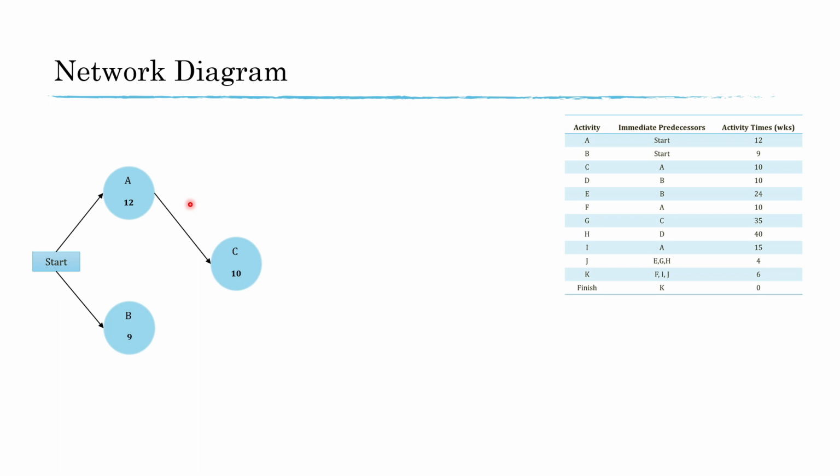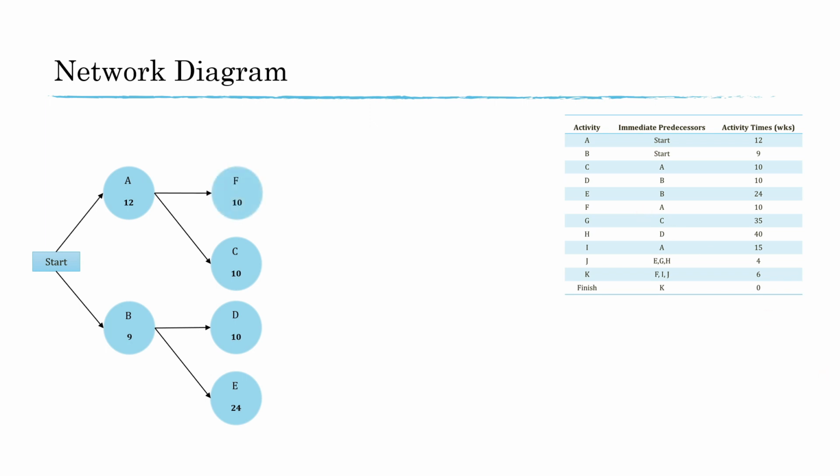Next, we draw activity D. Activity D has a precedence relationship with activity B. We will draw activity D since we have already finished activity B. The same logic applies to activity E, which has B as its immediate predecessor. For activity F, we see activity A as the immediate predecessor and we proceed to draw activity F.